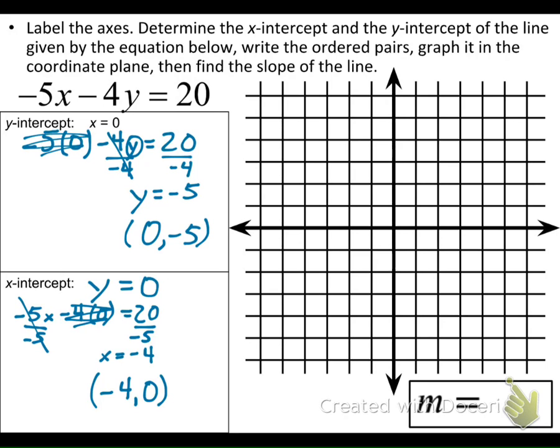Does everyone understand what he did there? We've had a lot of practice with that, right? And I forgot to circle the variable. Okay, go ahead.